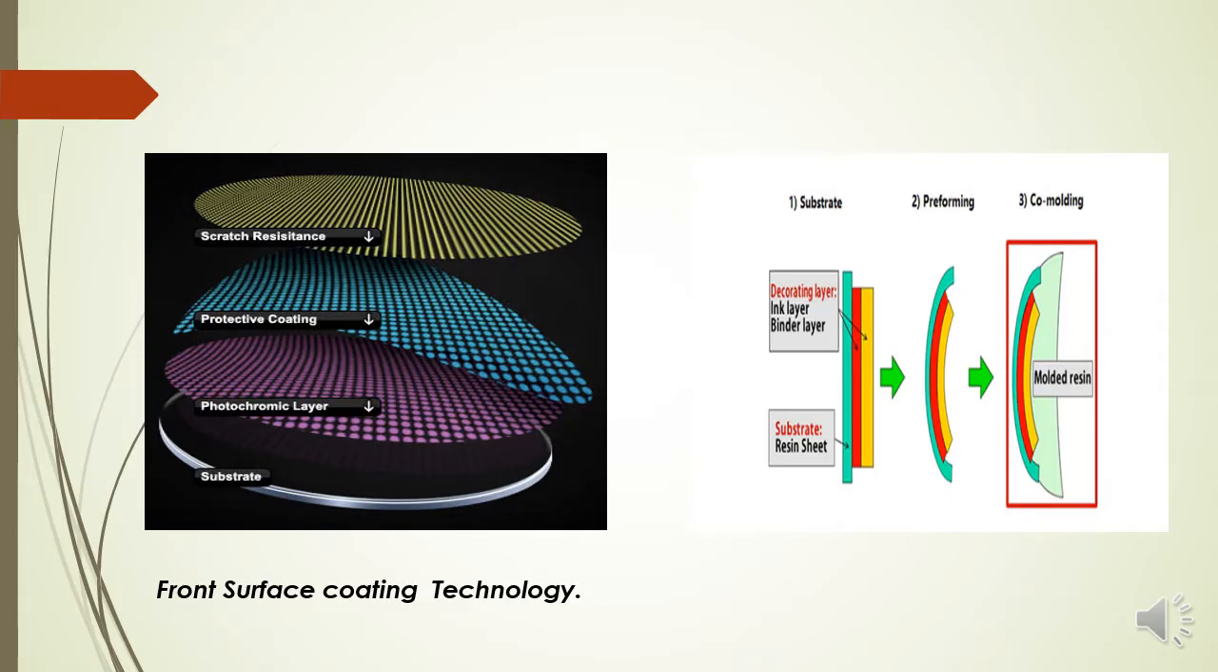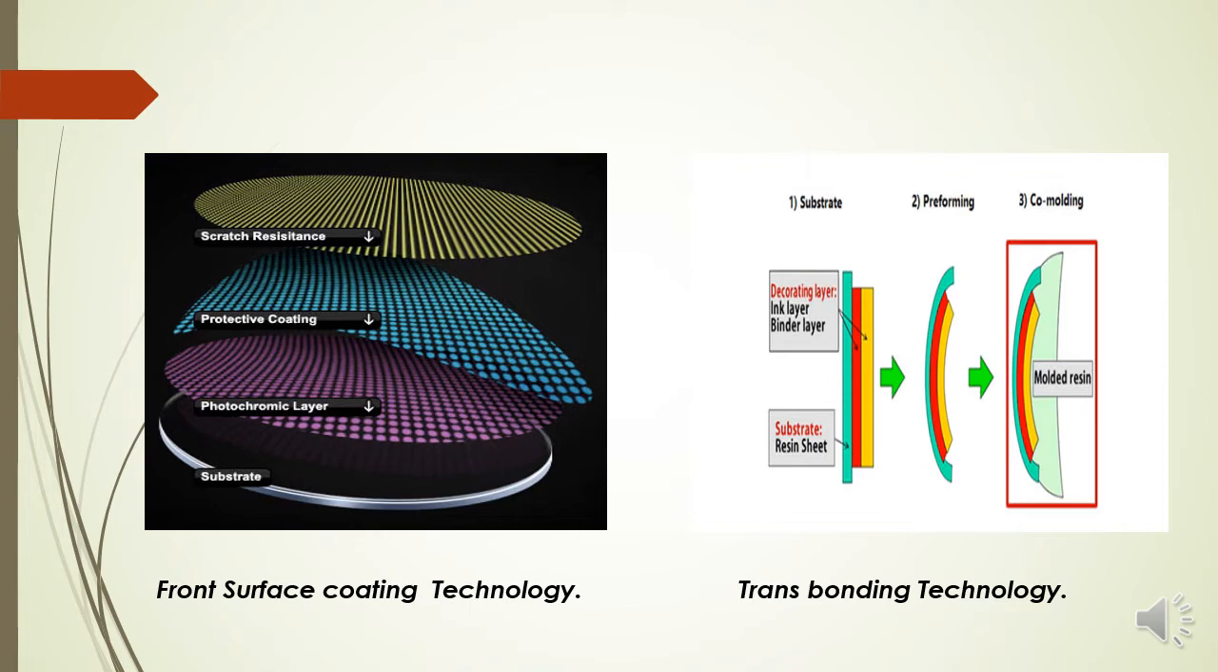The next technology is called the transbonding technology. So in transbonding technology, what happens? Multiple layers of optical grade material are made into a sandwich form of structure, which are then molded with the lens blank, or the lens resin.